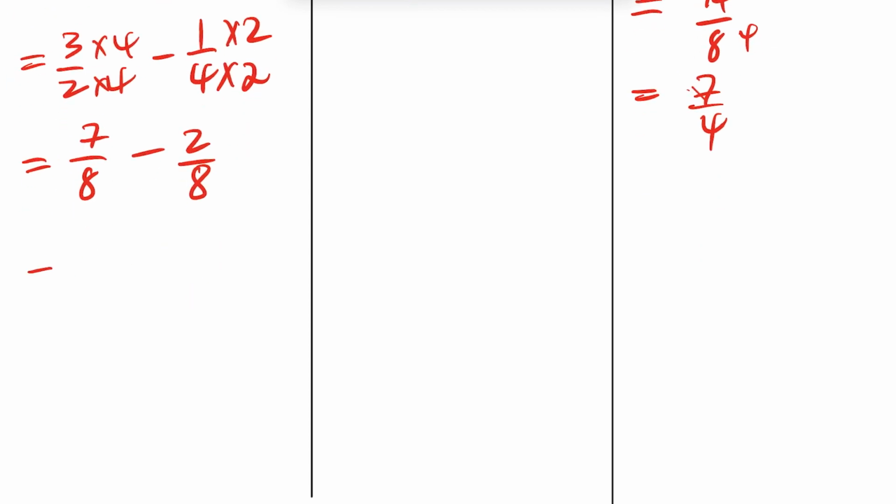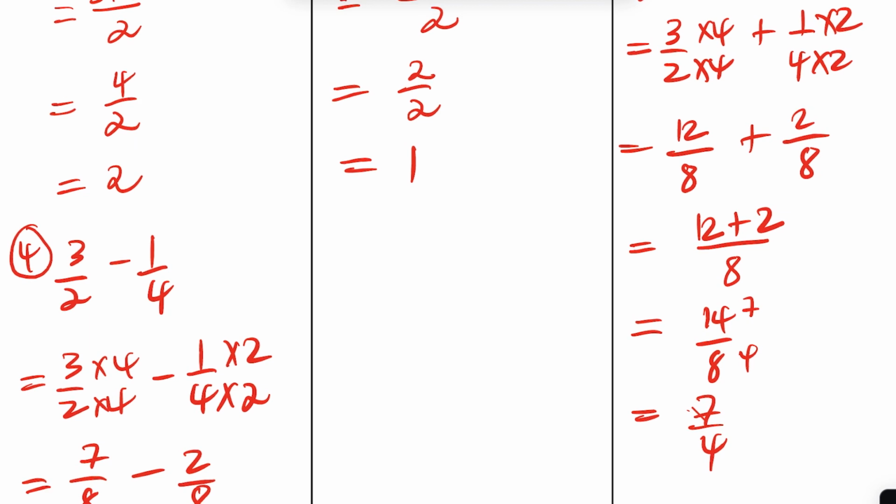And so the denominators are the same. You take one denominator, and then what do you do with the numerators? It's going to be 12 minus 2, so it's going to be 10 over 8. There's no common factor between the two, right? Let's go to number 5. Let's take another one now. Let's take a random number.